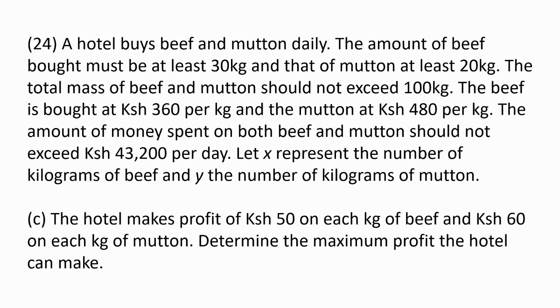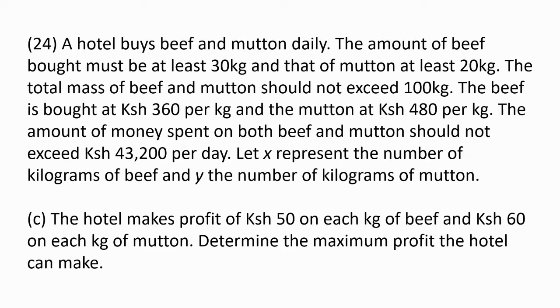So the respective points are (30, 68), (40, 60), (80, 20), and (30, 20). We are going to use these points to test which among them yields the maximum profit. The first point, (30, 68), will yield a profit of 5,580. The second point, (40, 60), will yield 5,600. The third point, (80, 20), will yield 5,200. And the last point, (30, 20), will yield a profit of 2,700.